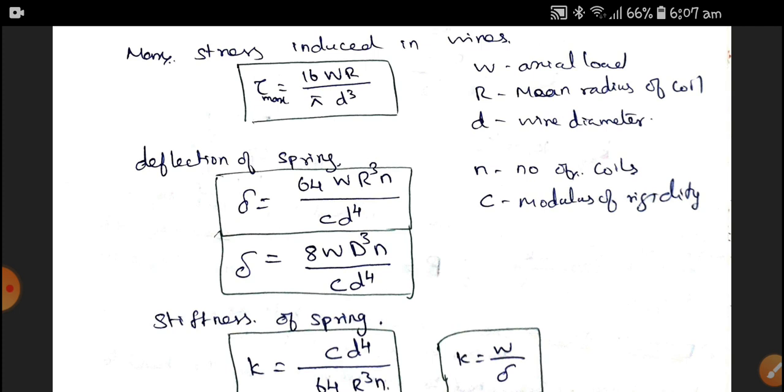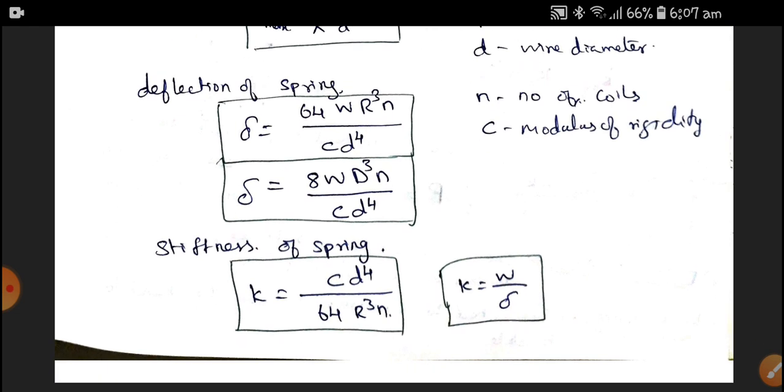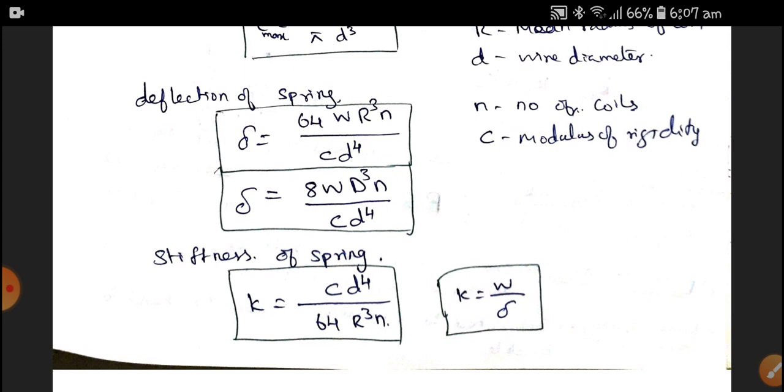Next is a very important formula, the deflection of the springs. Deflection delta is equal to 64 W R cube N divided by C d power 4. We can replace R in terms of D, then the equation becomes 8 W D cube N divided by C d power 4. And next is the stiffness of the spring. We know that stiffness is equal to load by deflection. Therefore, stiffness K is equal to C d power 4 divided by 64 R cube N.